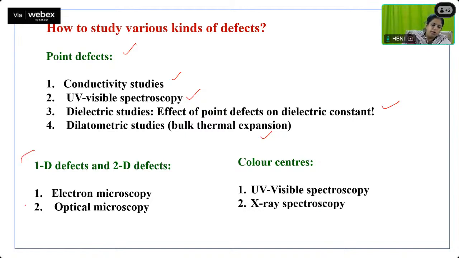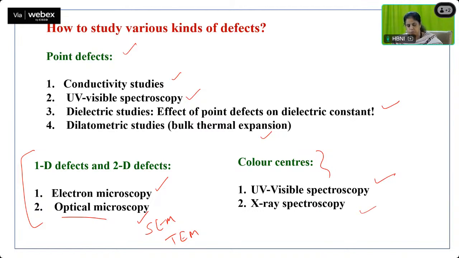1D and 2D defects can directly be seen if they are big enough, for example twin boundaries or stacking faults. Twin boundaries you can see by optical microscopy. If they are not very big, you can see them by electron microscopy. So 1D and 2D defects can be visualized with the help of microscopic techniques, SEM and TEM, or also an optical microscope. Color centers, as the name suggests, give color. You can study them by spectroscopic techniques, primarily UV visible and X-ray spectroscopy.